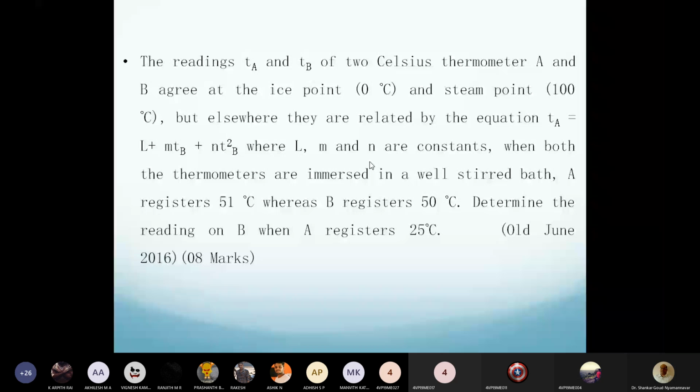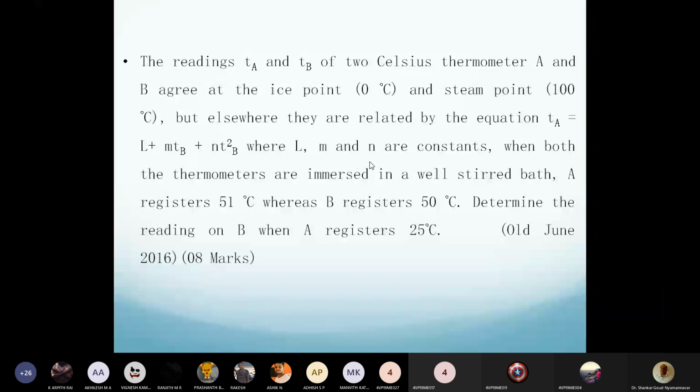Try to solve this problem. Here we have three simultaneous equations, right? One, TA is 0, TB is 0. That means the first equation will be 0 equal to L plus M TB, which is 0, plus N TB square, which is 0. So the first point gives you the value L is equal to 0.